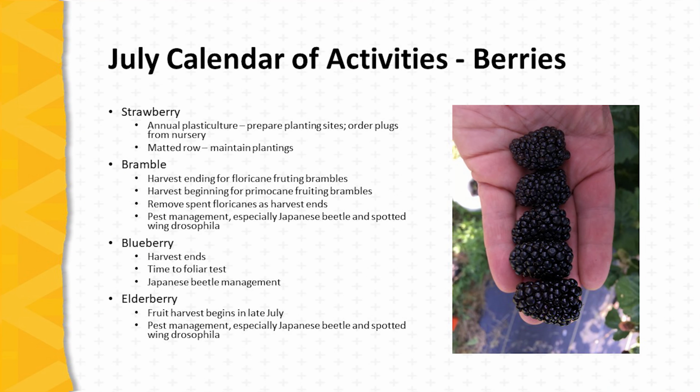With elderberries, fruit harvest is just beginning in late July. The harvest peaks in August. Make sure that you're ready for harvest. Make sure that you have your harvest containers in place, and make sure that you have your marketing arrangements set up. Pest management on elderberry continues through this period of time as well, with Japanese beetles and spotted-winged Drosophila at the top of the list.